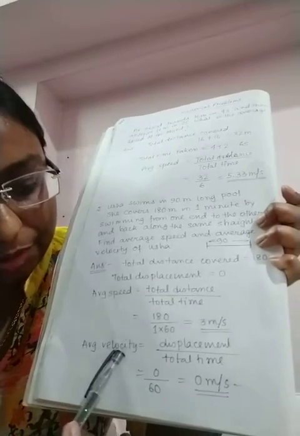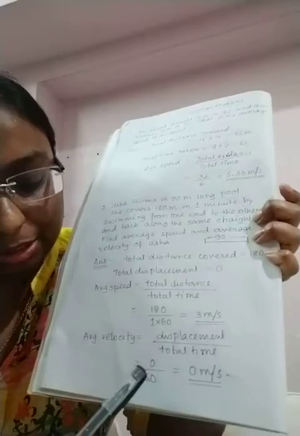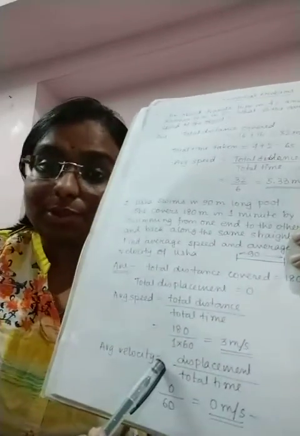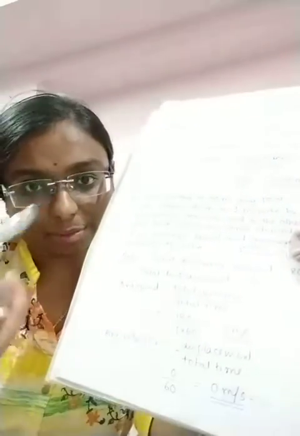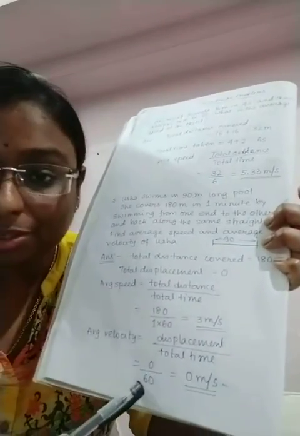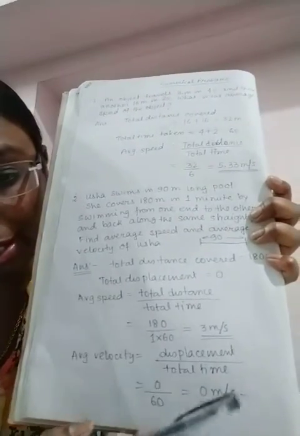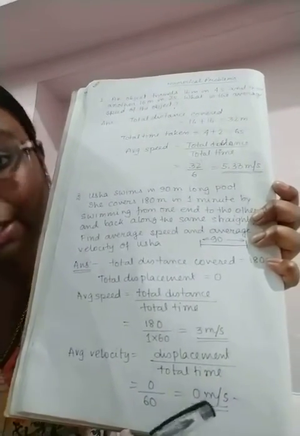And the average velocity formula is displacement by total time. Now the displacement in this case is 0 since Usha is coming back to the same position. So it will be 0 by 60. Zero divided by anything is 0. So here the average speed is coming to 3 meter per second and the average velocity is 0.